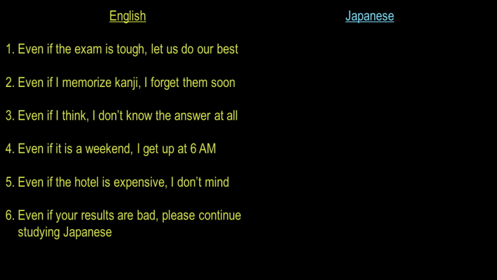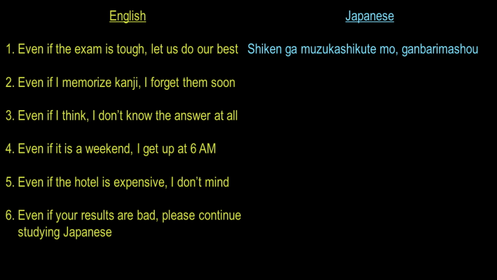Next, let us learn how to translate simple English sentences to Japanese. The first sentence is, even if the exam is tough, let us do our best. Exam is shiken, tough or difficult is muzukashi, and to do our best is gambarimasho. Since muzukashi is an e adjective, we have to replace the last e with kutte and then add mo. So the translation will be Shiken ga muzukashi kutte mo gambarimashou.